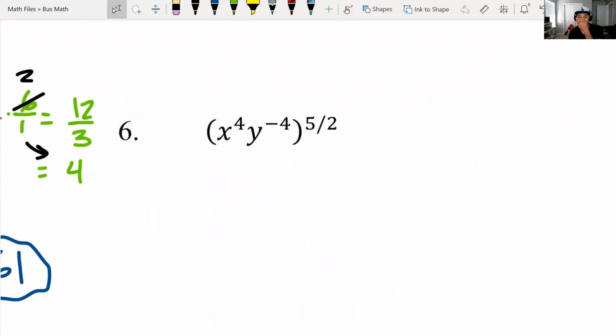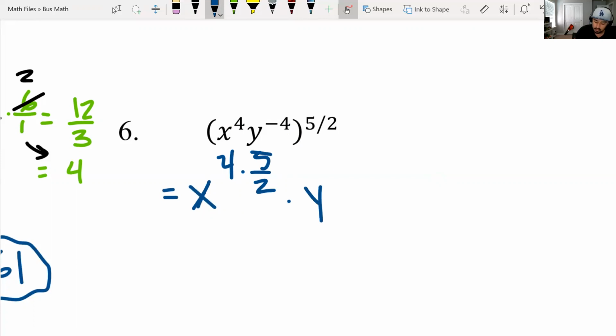Okay, 6. X to the 4th times y to the negative 4th, all raised to the 5/2. So this is product to power, also using power to power. So we're going to raise everything to the 5/2, which means we're going to multiply our exponents by 5/2. So this becomes x to the 4th times 5/2 times y to the negative 4th times 5/2. Okay.